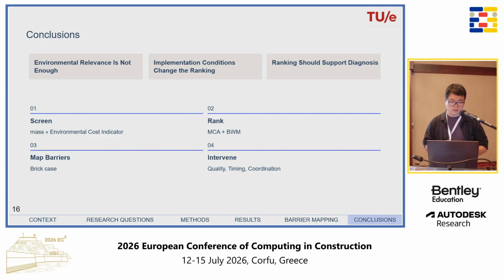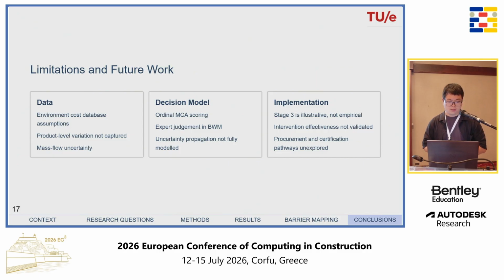Yeah, here's the full picture of our research. From screening and ranking to mapping barriers, finally we got some interventions related to quality, timing, and coordination. And also here are some needed future improvements. Data can be strengthened through better environmental cost indicator assumptions, product level variation, and mass flow uncertainty analysis. The decision model can be extended with uncertainty propagation, and the implementation work can be further developed.